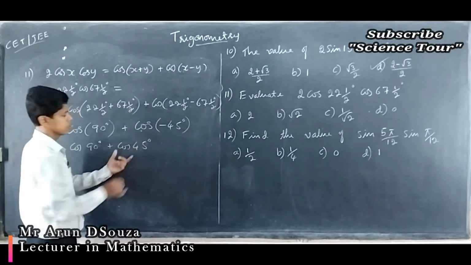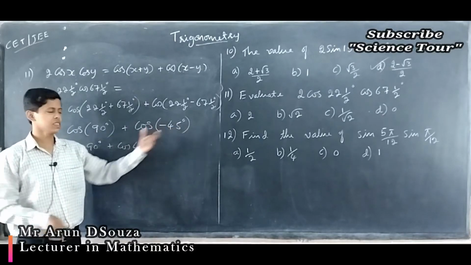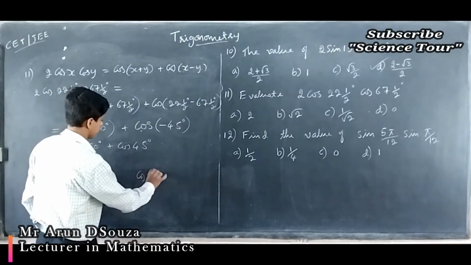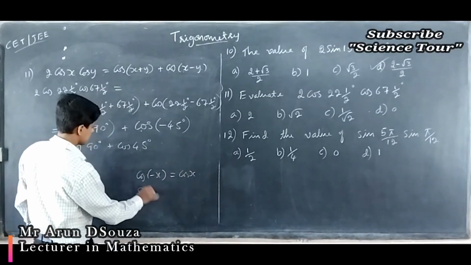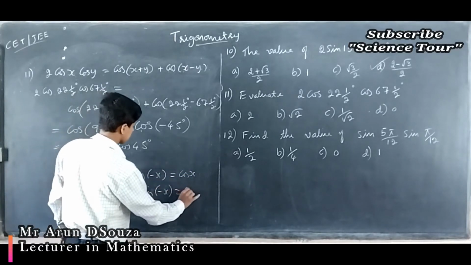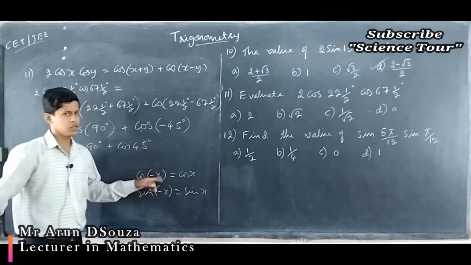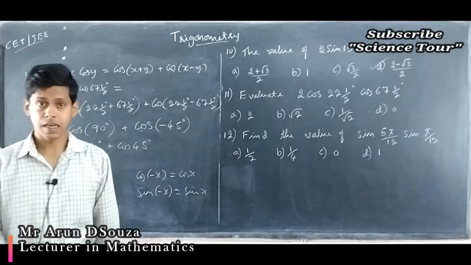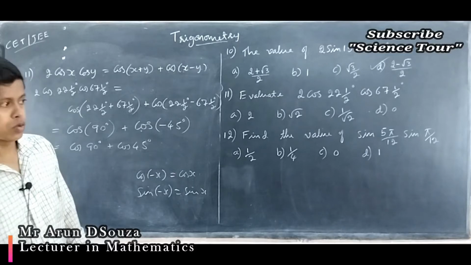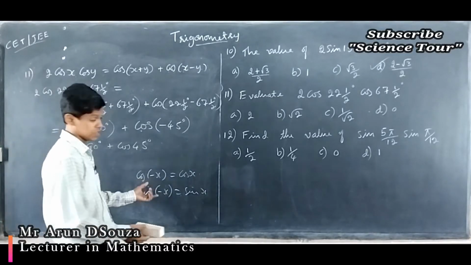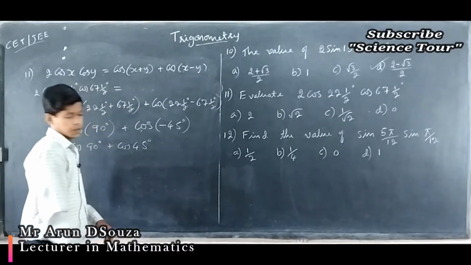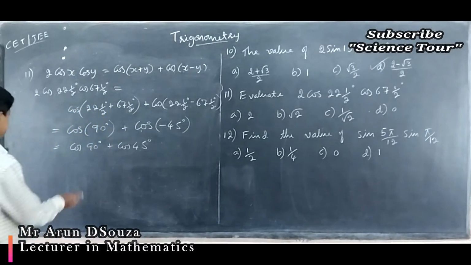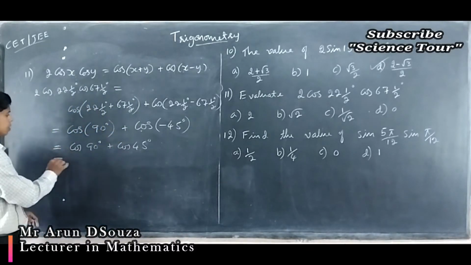I hope you understood this. Cos of minus x is cos x, whereas sin of minus x is minus sin x. So these two formulas are from the allied angle rules. I have explained this already, so remember these formulas. All right, so let's continue.